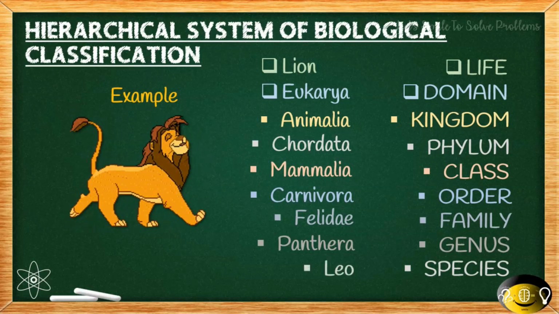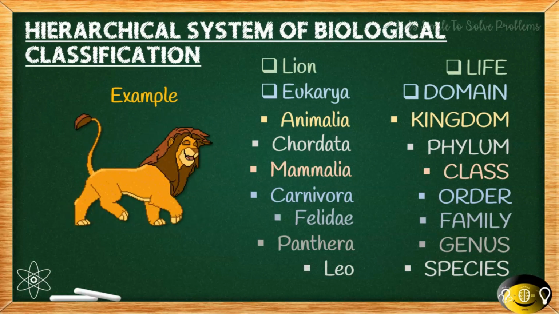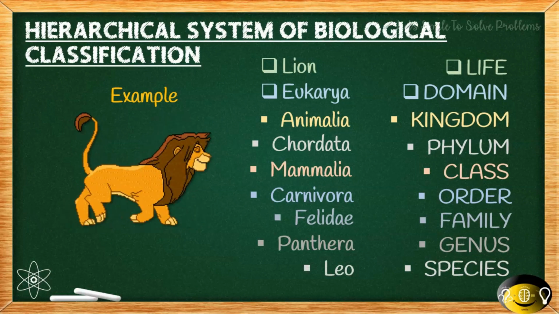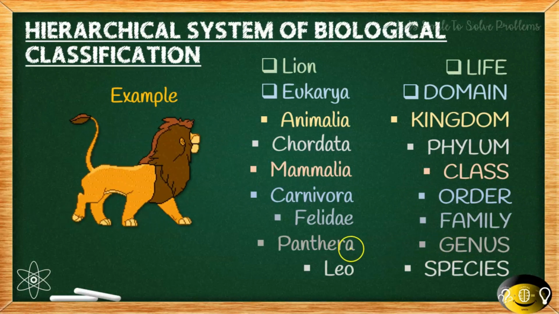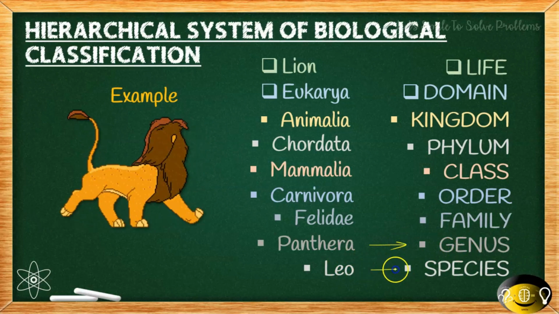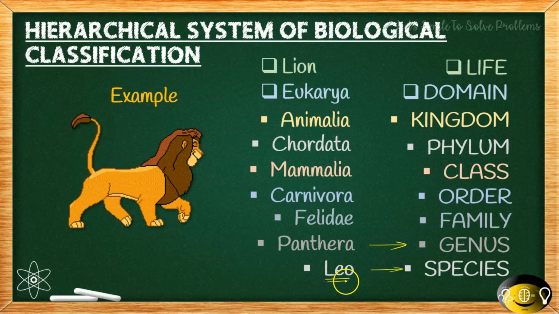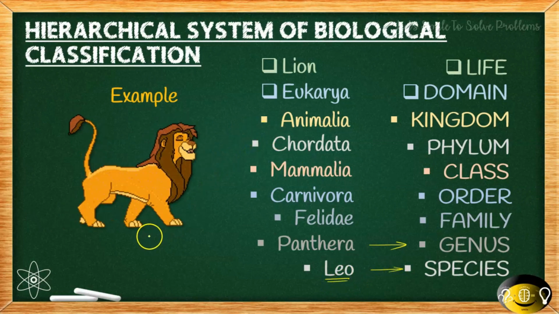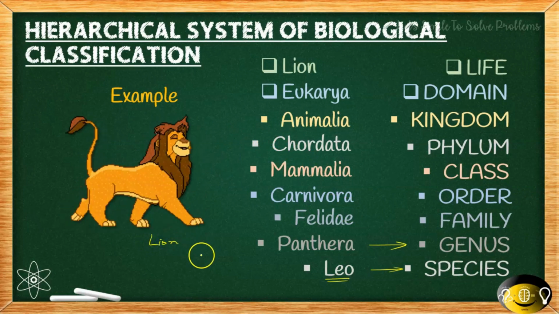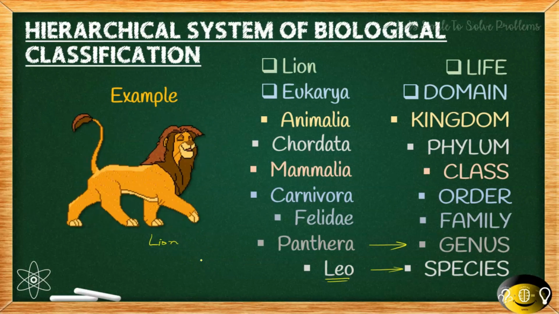And the species is basically leo. This is what distinguishes lions from other species within this Panthera genus. There are multiple species in this Panthera genus. So to distinguish the lion, we have this species name as leo. Okay, so in a nutshell, this is how we can remember the hierarchical classification of our lion. I hope you have understood this concept of the hierarchical system of biological classification.